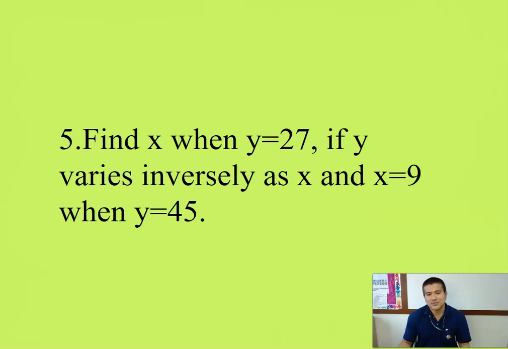Here, find x when y is equal to 27, if y varies inversely as x and x equals 9 when y is equal to 45. Try to pause the video again and try to solve by yourself. The answer there will be equal to 15. Okay, so try to practice more to become familiar with the given formulas.